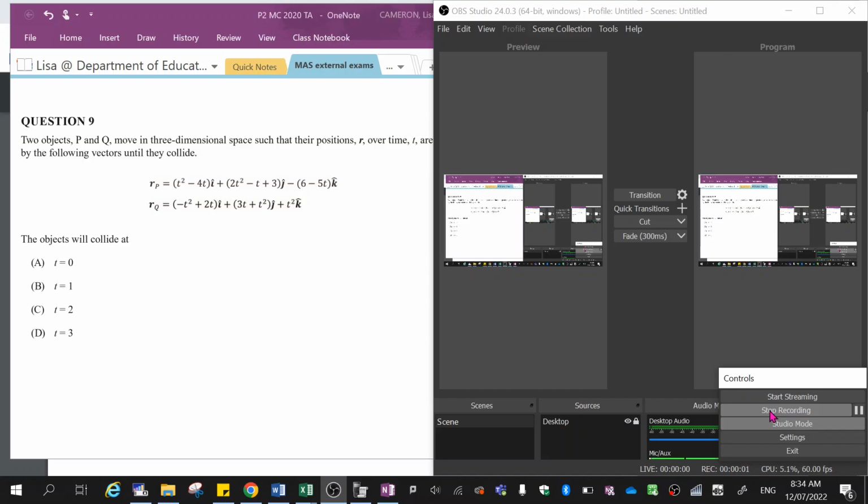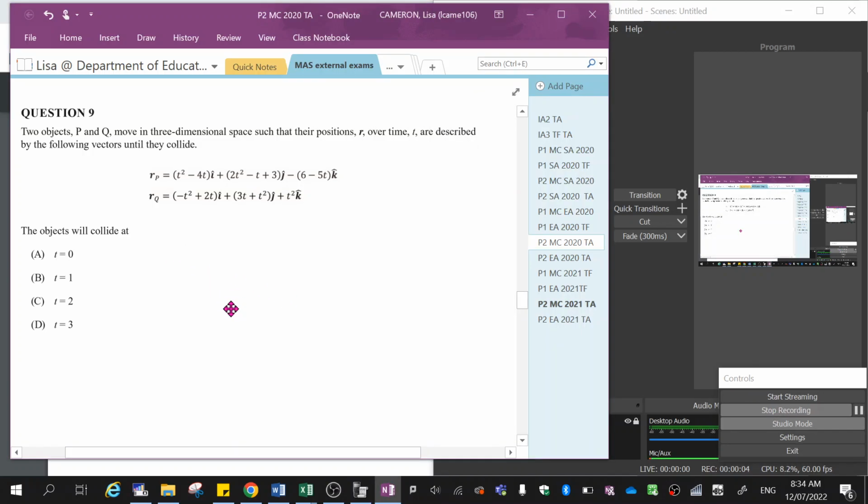Okay, so a question about collisions. The thing that we need to remember about looking for points where things collide is that these two things should be equal at the point of collision. They should have the same I component, the same J component, and the same K component. So first thing I'm going to do is search for possible solutions of the I part. So they should be equal.